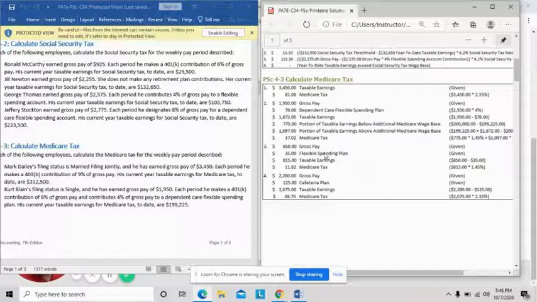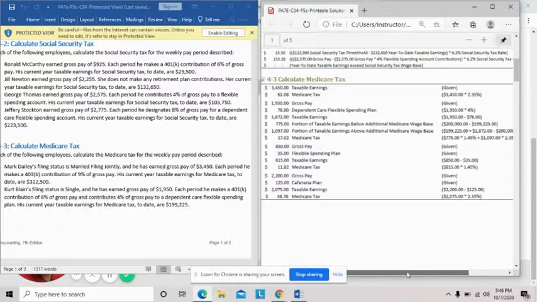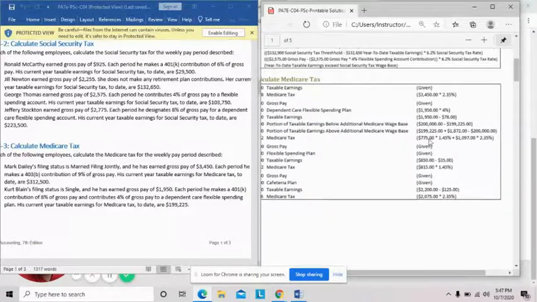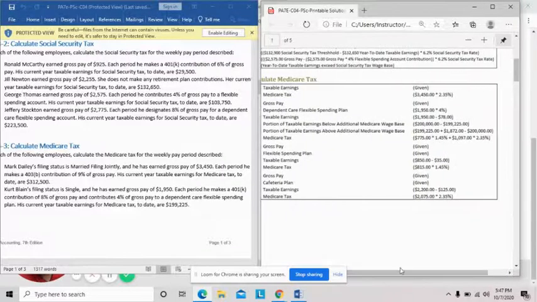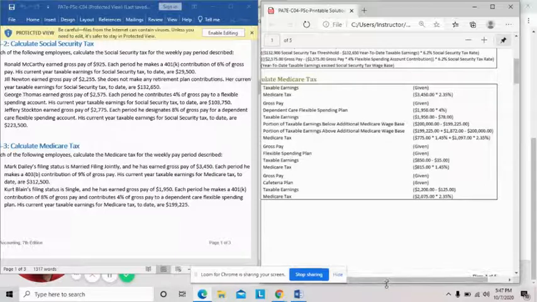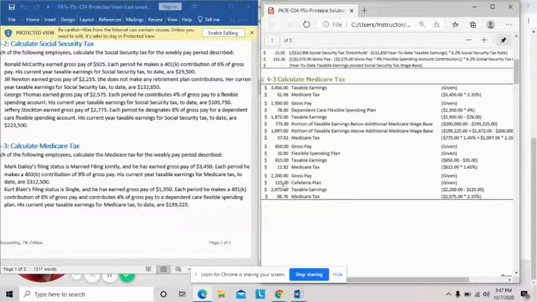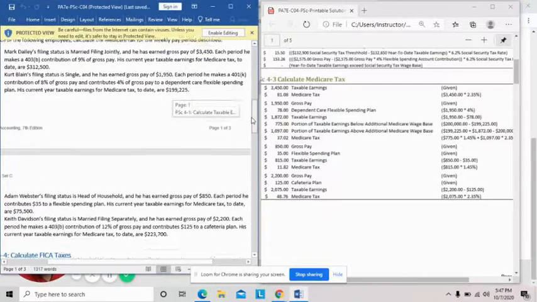Then to find the Medicare tax, we take those amounts. 775 was the portion of taxable earnings below, you see there, multiplied by 1.45%. Then we take the portion of taxable earnings above the additional Medicare wage base, 1,097, multiplied by 2.35%. Add those two, and then we get 1,097. So now we take the 775. Yep, so that's the value that we come up with for the problem. That'll be complete, 3702. So we go down to number 3 to look at that problem.